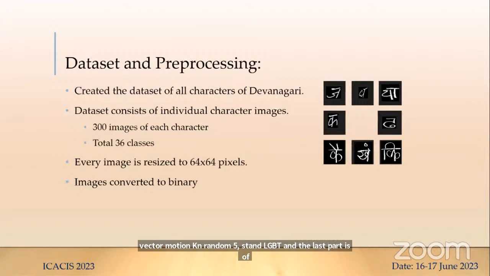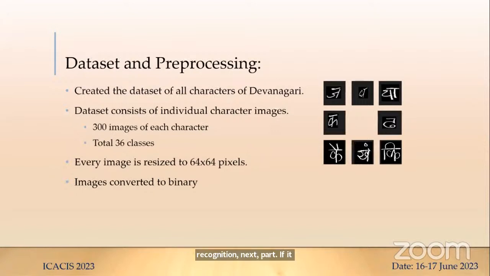Next part is dataset and pre-processing. The dataset for our project is created by ourselves. We take 300 images of every character, with a total of 36 characters of the Devanagari system, so there are 36 classes. Every image is resized to 64 by 64 pixels for recognition purposes, and then we converted images to binary, and after binarization we apply Gaussian blur for removing the small noises from the images which are obtained after thresholding.